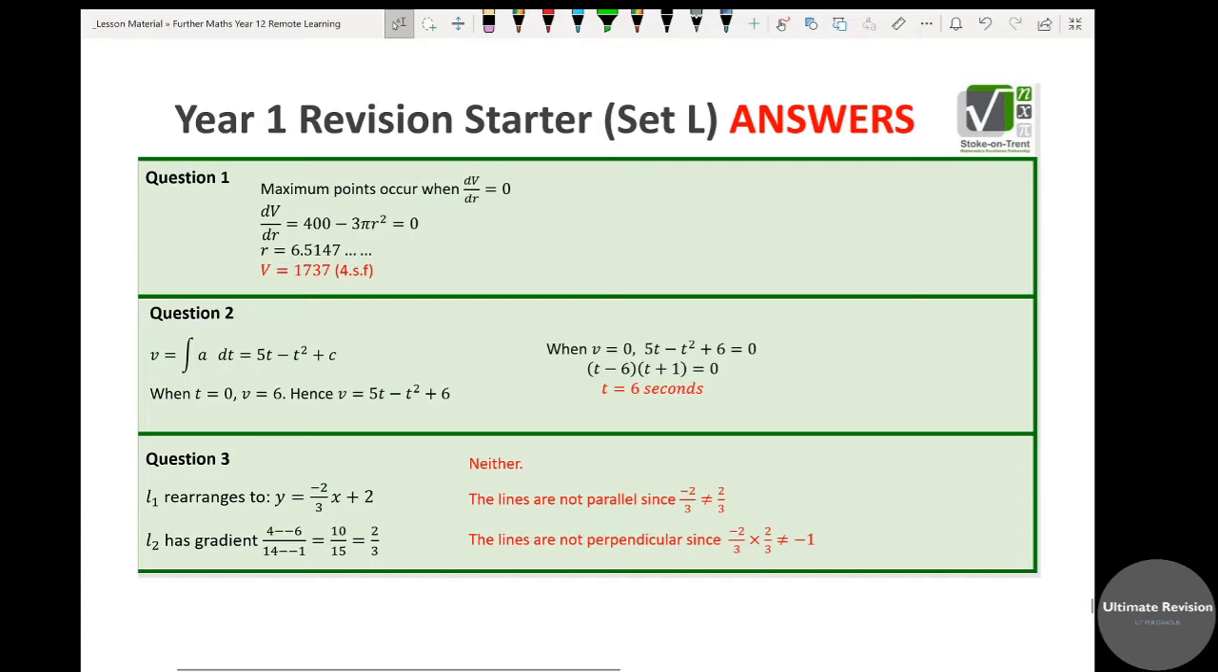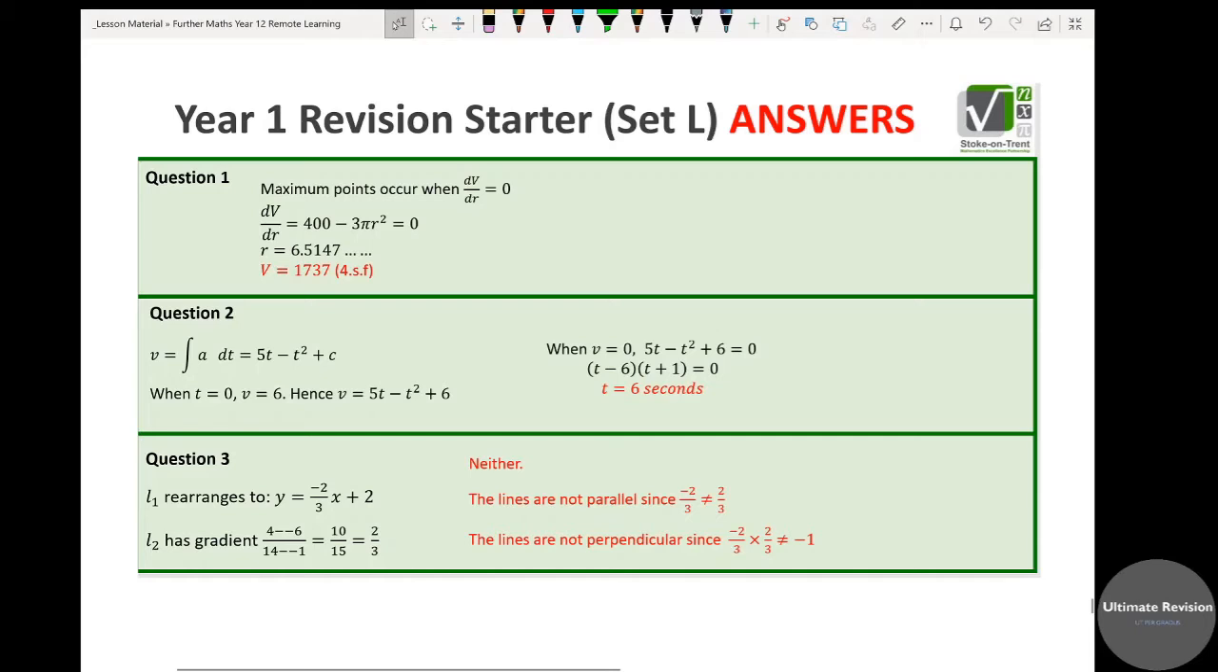Just take your time if you don't get these. And then they're neither parallel nor perpendicular. Now I appreciate we may have even done this one before, but I couldn't remember doing it. So it's good practice anyway. Right, okay, so moving on.